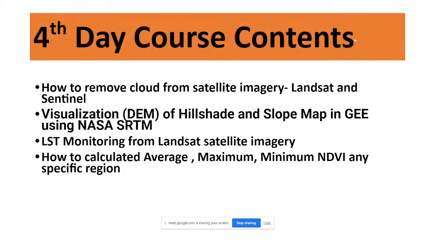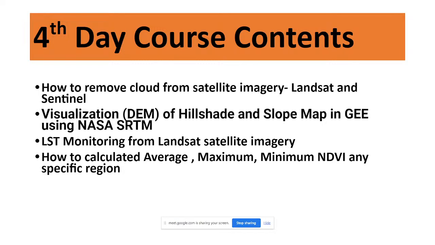Okay. So first of all, I talk about how we can easily remove cloud or cloud shadow from satellite images, such as Landsat and Sentinel images. Then we talk about visualizing the DEM dataset. There are a lot of DEM datasets available in the Google Earth Engine platform, as well as the NASA SRTM dataset. So this type of DEM dataset, how we can use it and make different types of hillshade map, slope map, or aspect map in the Google Earth Engine platform.